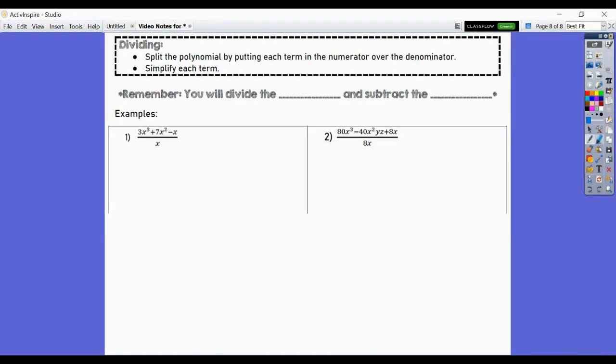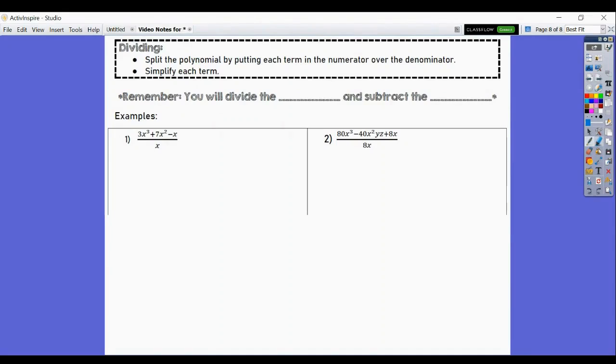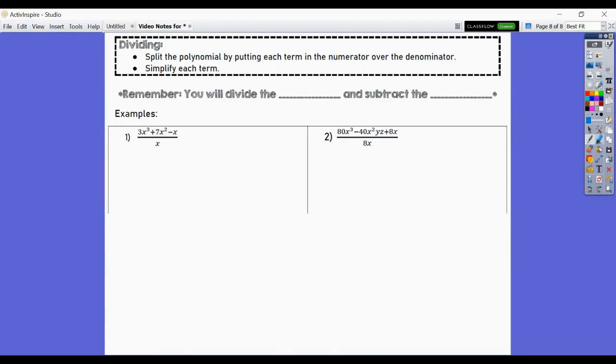Now we are going to go ahead and divide polynomials. What we do is split the polynomial that is in the top numerator by putting each term in that top numerator over the denominator terms every single time for every single term. Then we simplify each term. The major steps of simplifying, what you want to remember, is that you divide the numbers and you will now subtract the exponents. So if you really remember that and keep saying that to yourself, divide the numbers, subtract the exponents. Let's go ahead and try number 1.